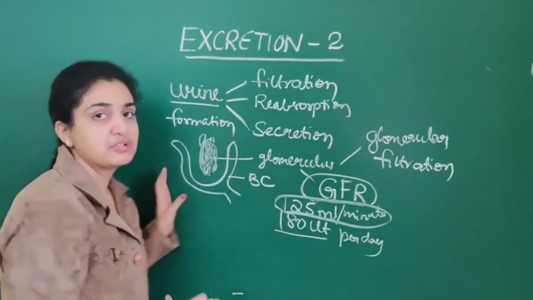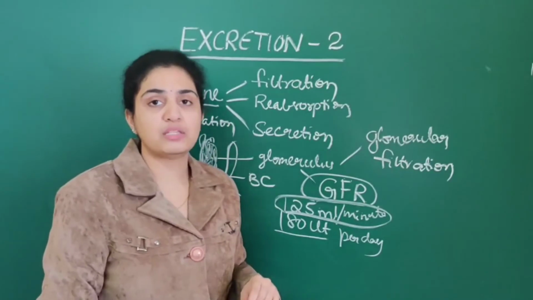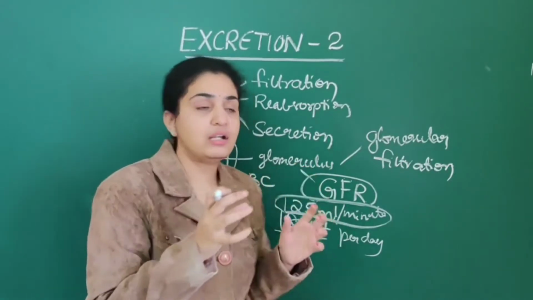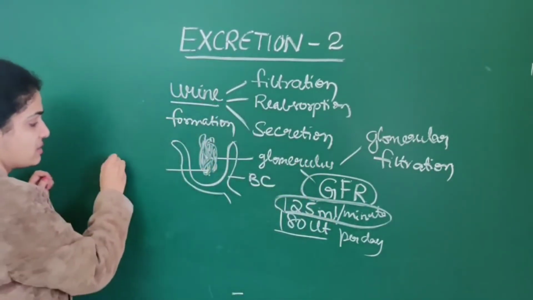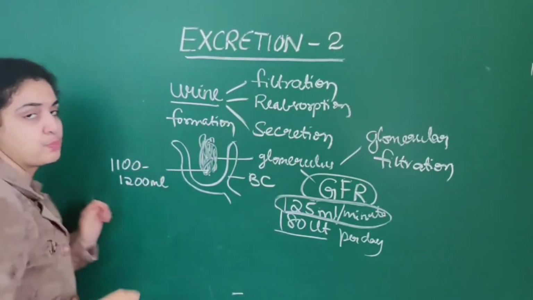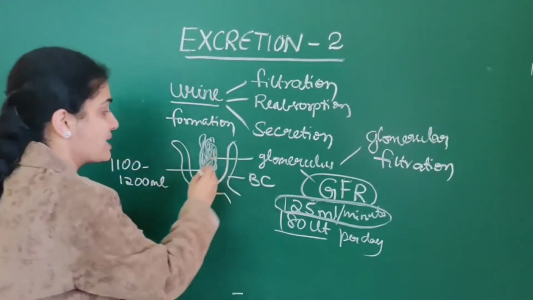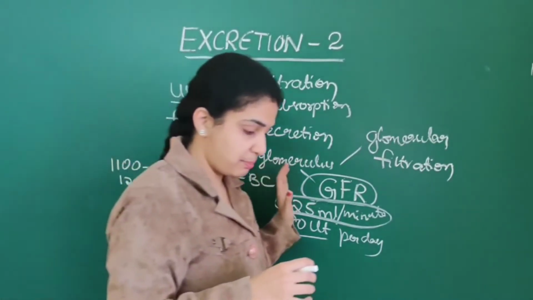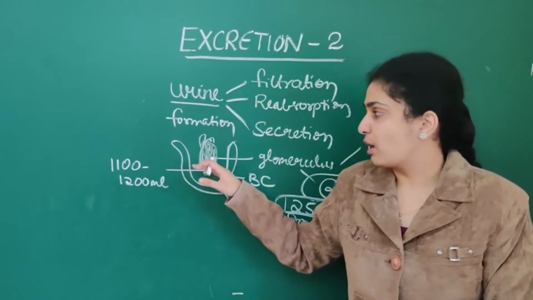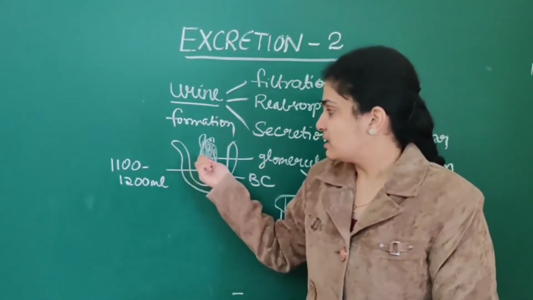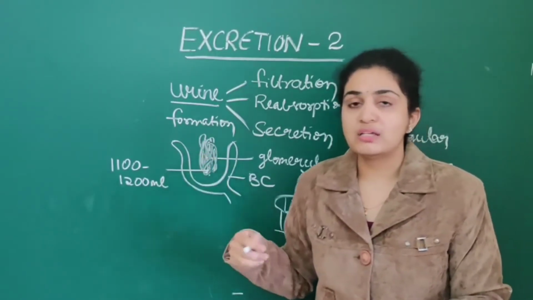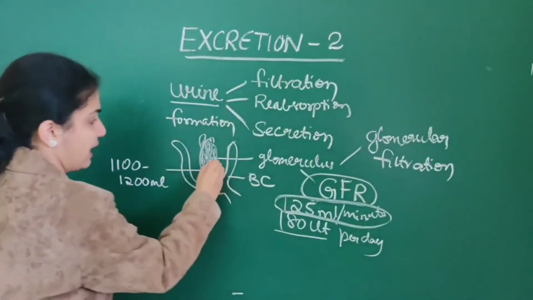So this filtration process mainly takes place in the glomerulus. About 1100 to 1200 ml of blood is processed by this glomerulus. As well as this step of filtration usually takes place through 3 layers. What are the 3 layers which help? Here see, this is the glomerulus, this is Bowman's capsule. This glomerulus will have endothelium.